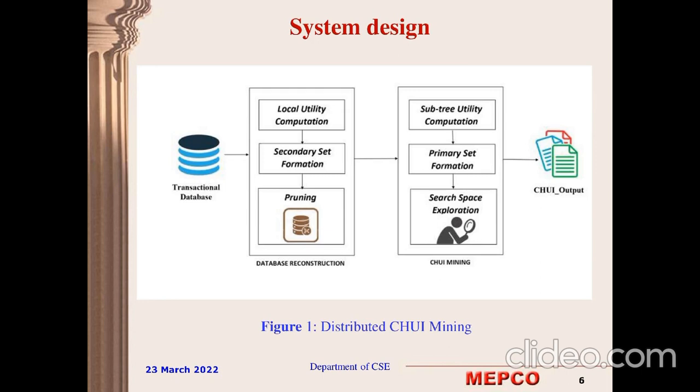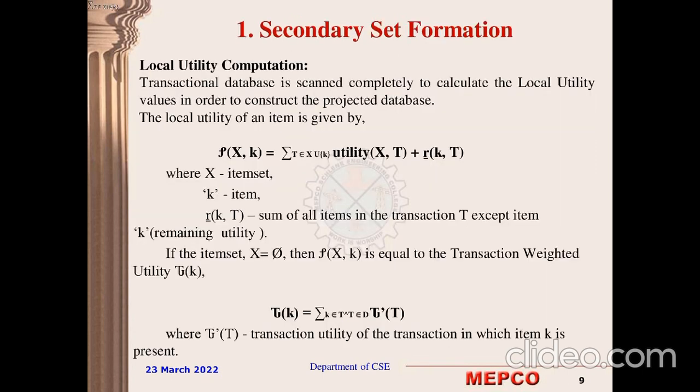Now we are looking into the system design. The first module is to build the secondary set. The major goal of creating a secondary set is to avoid non-promising items in the transaction database and to narrow the search space. A utility measure known as local utility is used to create the secondary set.